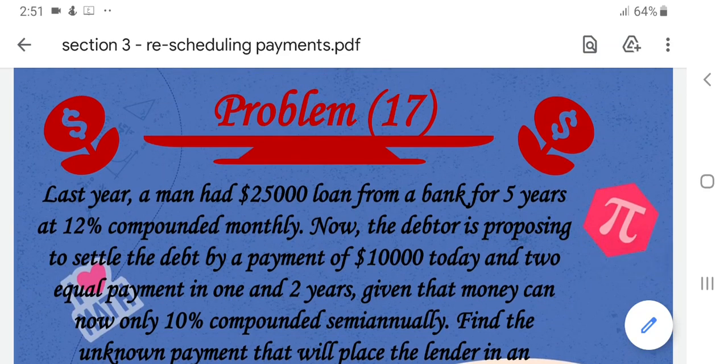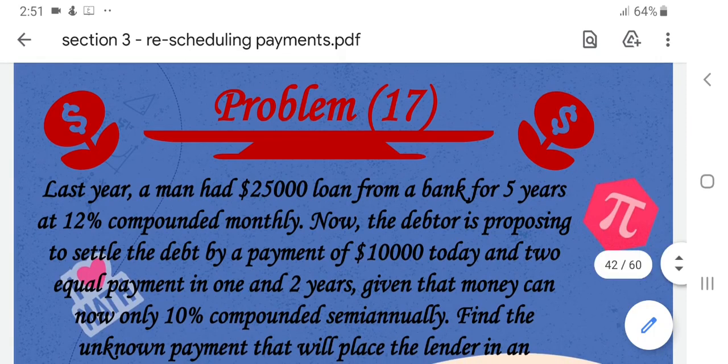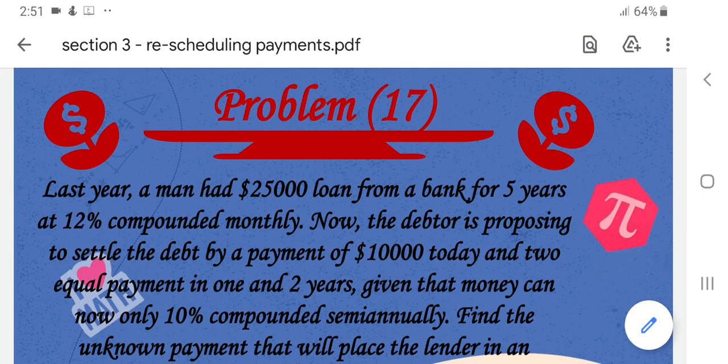Bismillahirrahmanirrahim. Hello my dear students, today inshallah we will resume solving the problems of rescheduling payments and we will start with problem number 17.